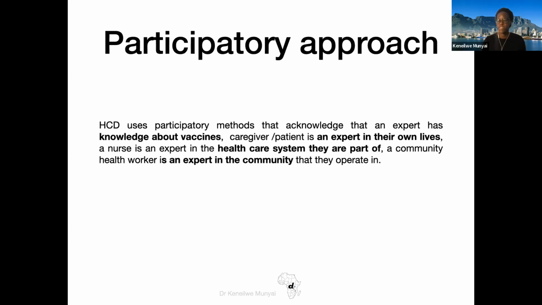And so collaboration then becomes key, because if you bring together all these different perspectives, then you are able to have a richer understanding and a better understanding of the problem that you seek to address, and also appreciate the complexity of the context in which the problem exists as well.